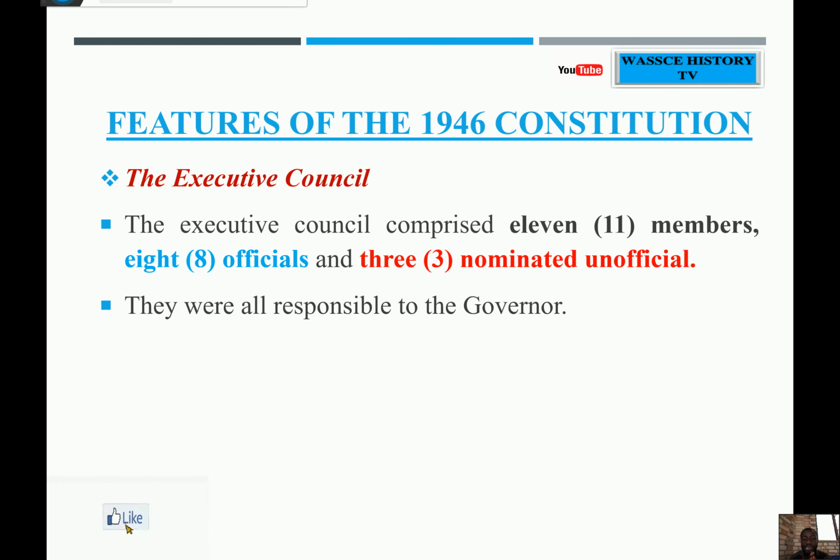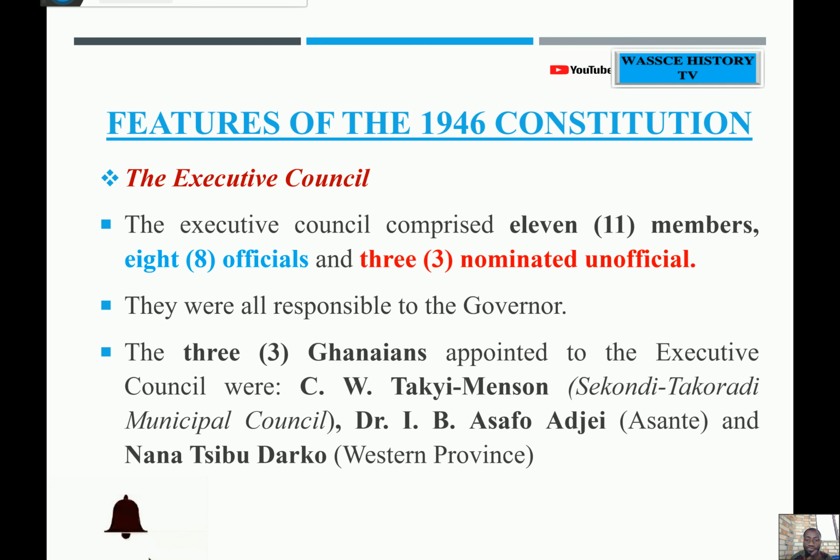But now here we have improved on that. Now we have 11 members, from 6 to 11, and we are going to have 8 officials and 3 unofficials who were nominated, and they were all responsible to the governor, as usual. So it means that the governor was again the chair of this council.